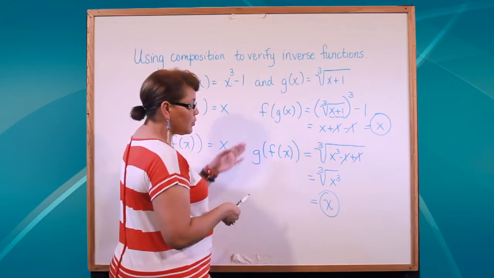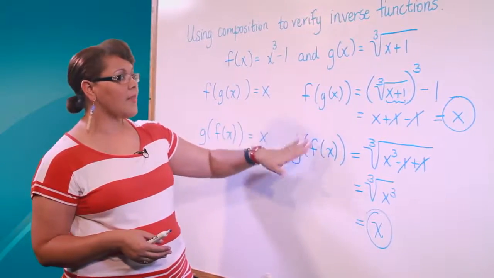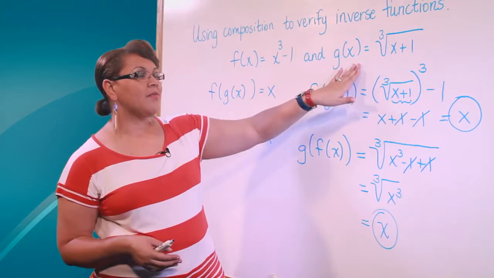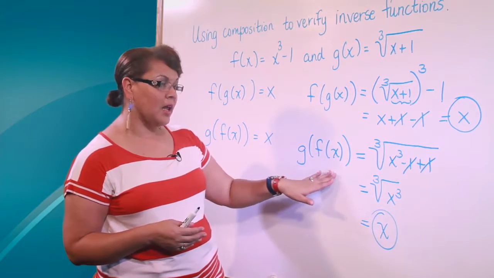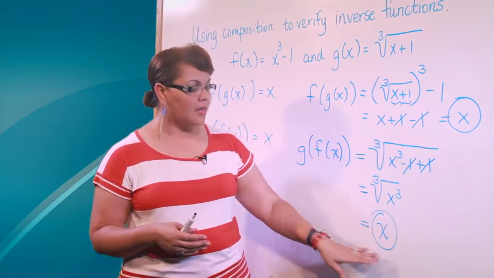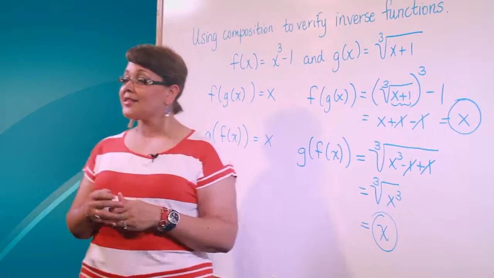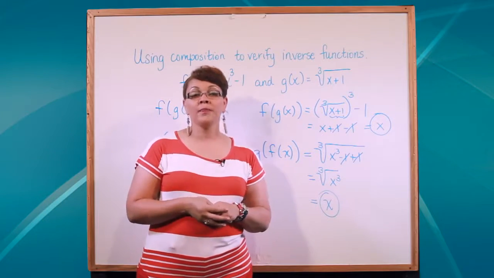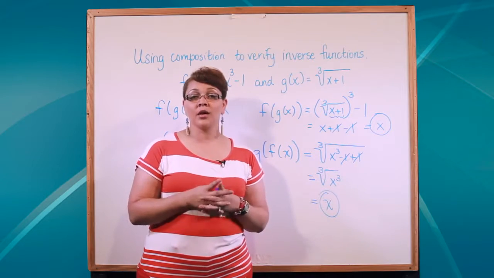So we've shown here with composition that this is how you verify that one function is an inverse of another by doing their composition in both directions. And if the solutions are x, then you have verified that they are inverse functions. So again, in this example, we have shown using composition that two functions were an inverse of the other.